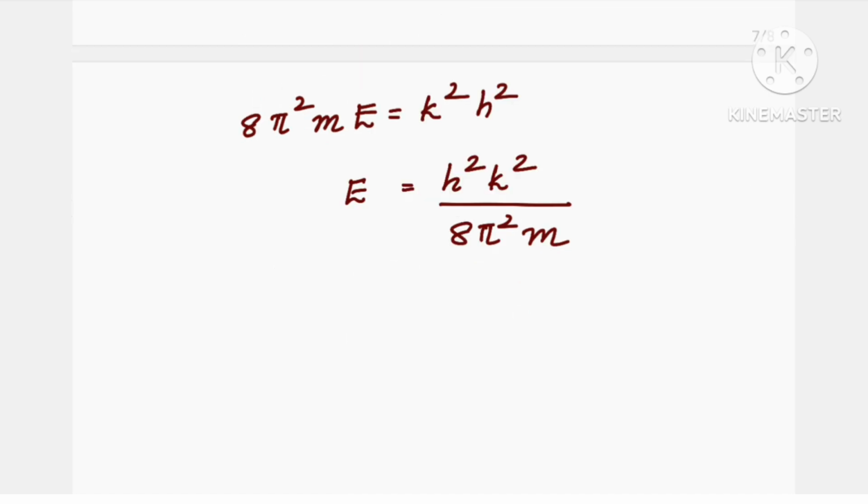We know that this equation represents the free electron model. This means that inside the well the electron has some potential energy, and the energy is capital E, and it is obtained as h square k square divided by 8 pi square m. And this is called the Kronig-Penney model.